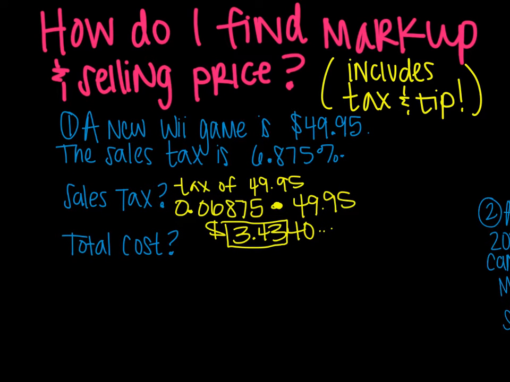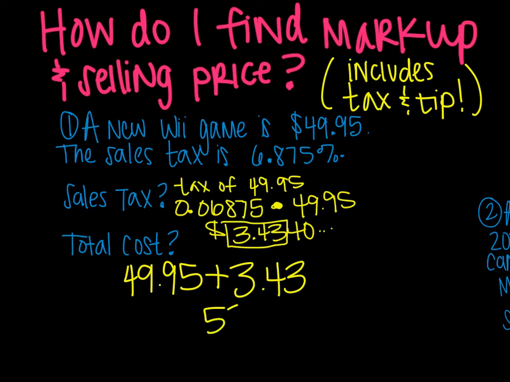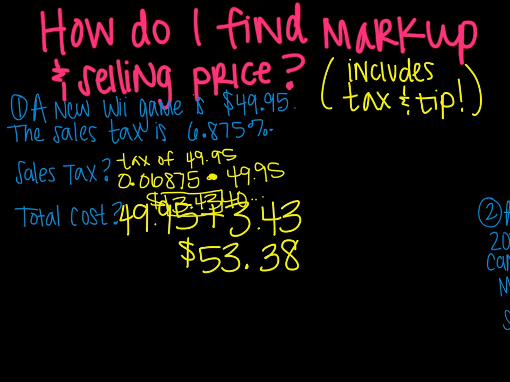The next part is the total cost. Tax makes things more expensive. You're marking up how much you're paying for it. So that $49.95 is what they were selling it for. Then you have to increase it by $3.43. When you do that, you get an answer of $53.38. And that is your final total cost, your selling price.